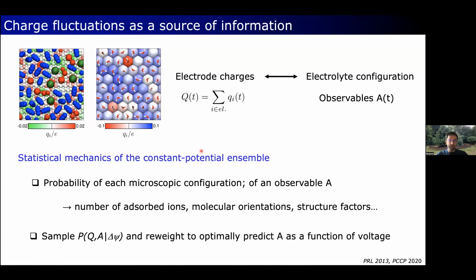And so coming back to the statistical mechanics of the constant potential ensemble, we showed that there is a way to optimally predict the evolution of any observable as a function of voltage continuously by doing several simulations at a few voltages, by sampling the joint distribution of the electrode charge and the observable.